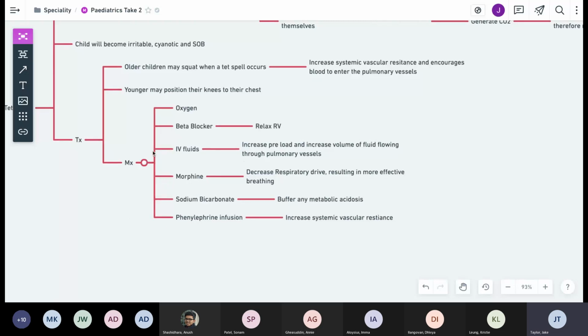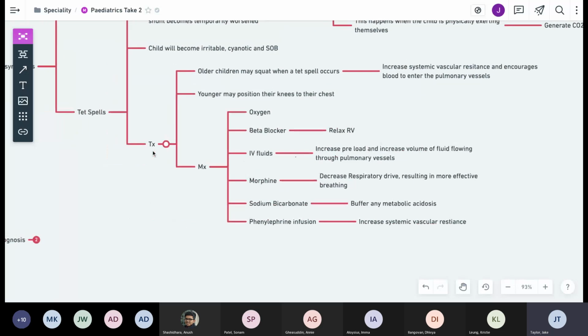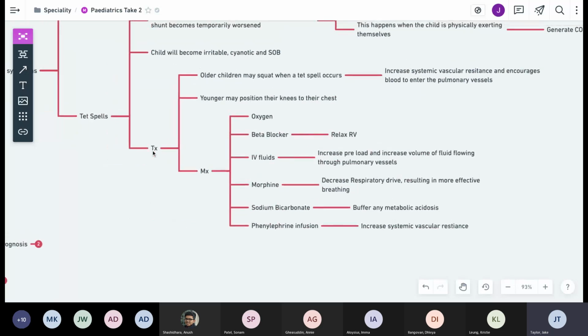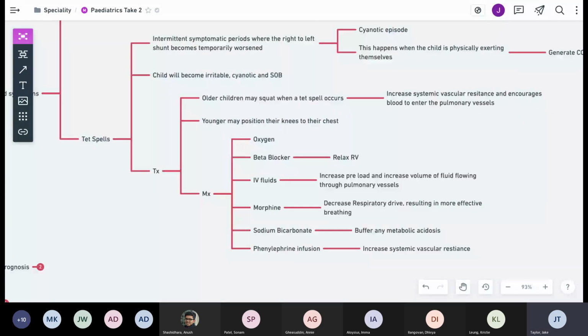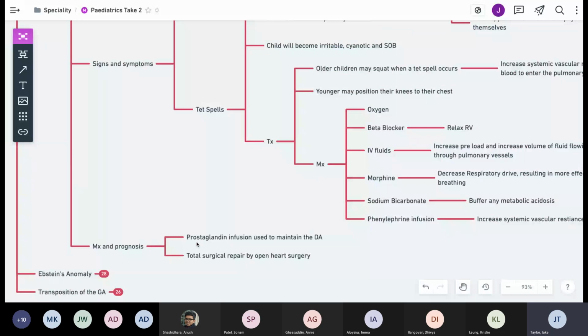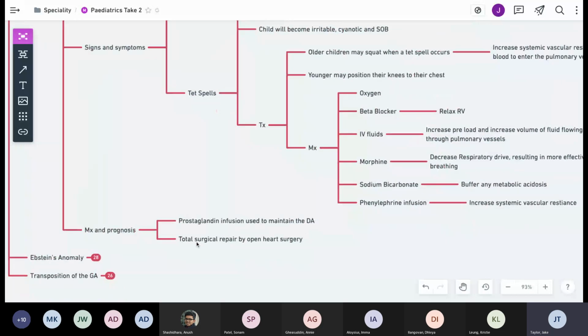Okay. Has anyone got any questions on TET spells or what they are or management for them before we move on? Oh, there's another one here, we haven't finished exactly on TOF. I'll put that up here. So this is important.